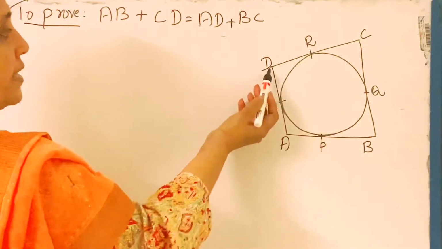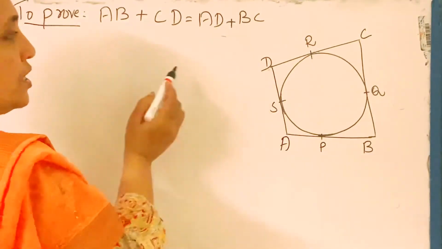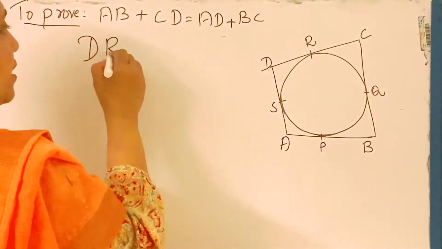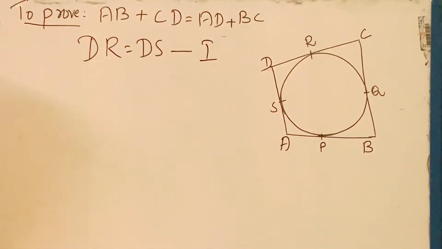DR and DS are two tangents from the external point D. So we can say that DR is equal to DS. What is the reason? The reason is the lengths of tangents drawn from an external point to a circle are equal. That is the reason.